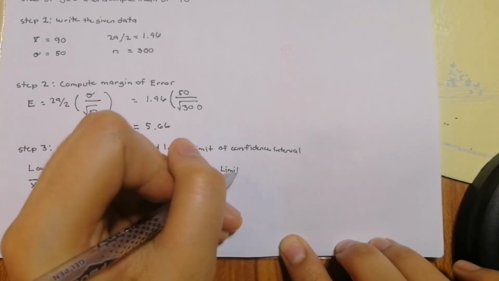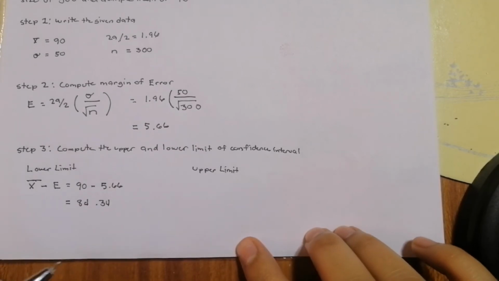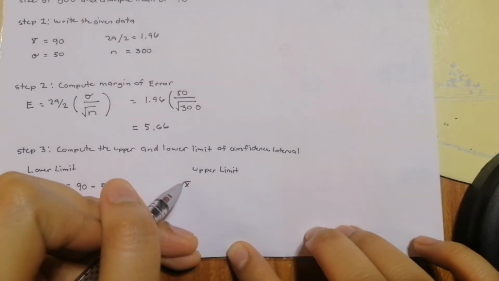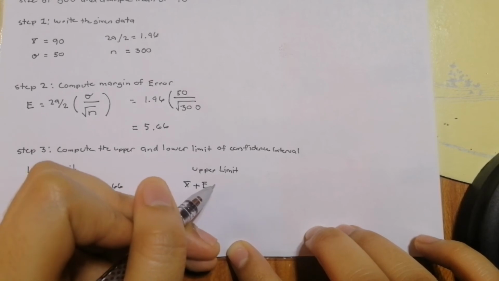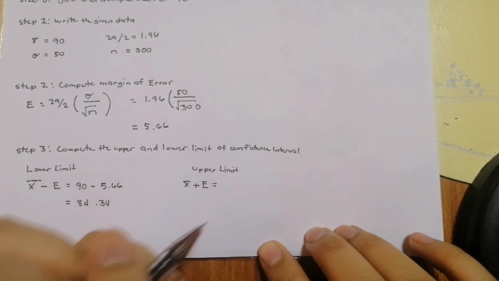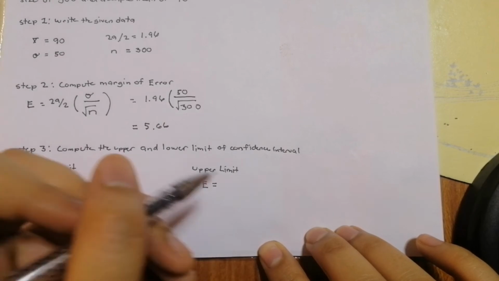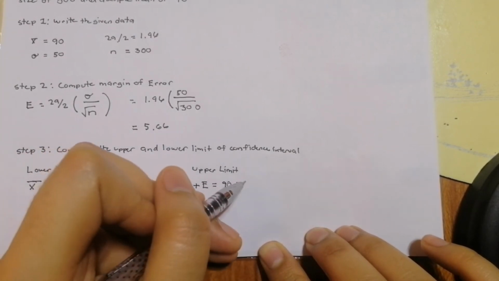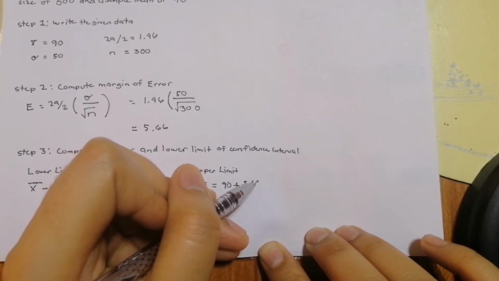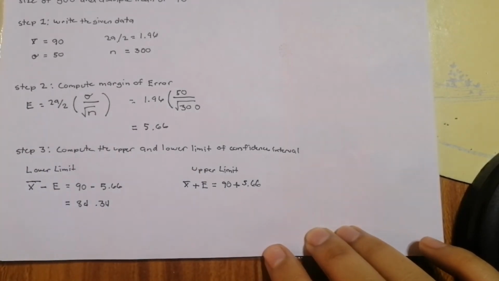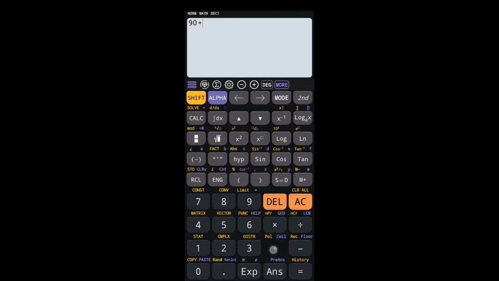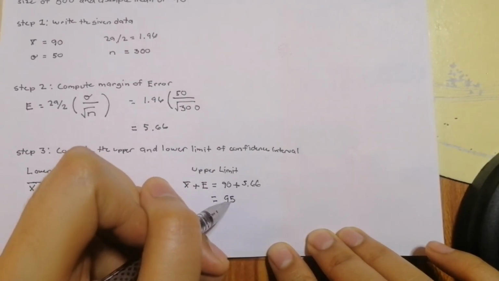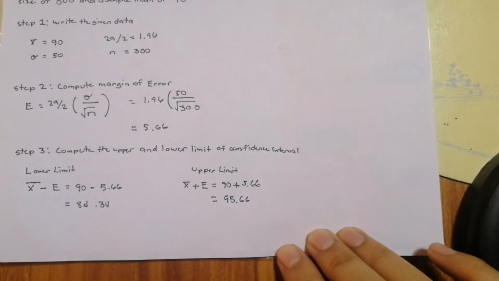And for the formula of the upper limit, we will use the sample mean plus the margin of error, which is 90 as the sample mean plus 5.66, which is the margin of error. To compute the upper limit, we will use the scientific calculator. 90 plus 5.66 equals 95.66.